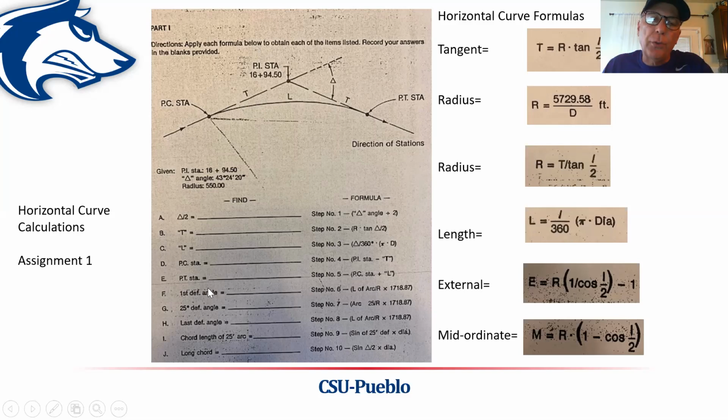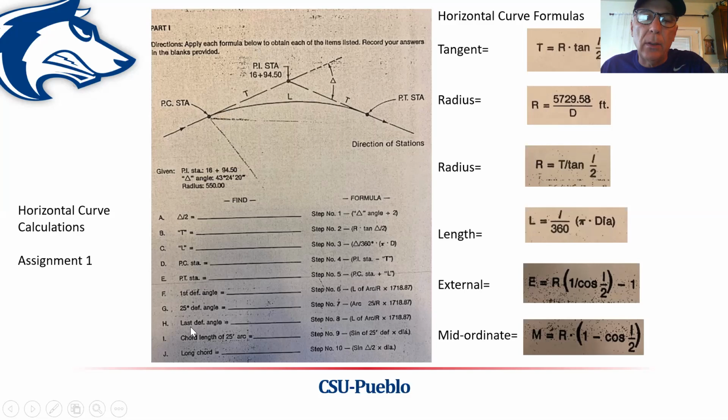So the first deflection angle is this: imagine we set our surveying instrument up and had the ability to measure angles and take distances from this point. If we set our surveying instrument up here at the PC, looked at the PI station, and had 0 in our instrument, the first deflection would be the angle that deflects off here and intersects this first point along the curve.